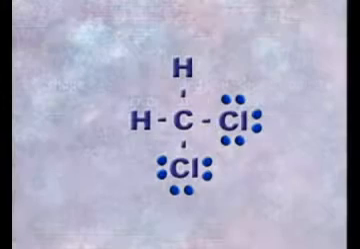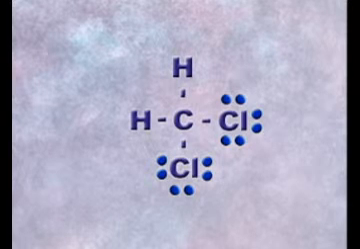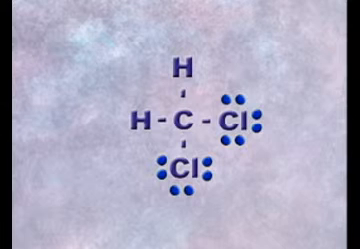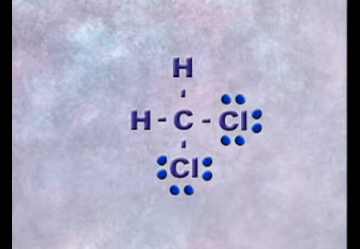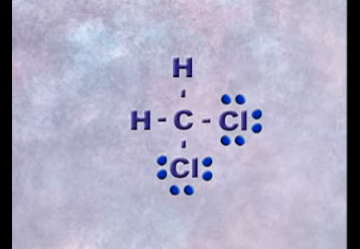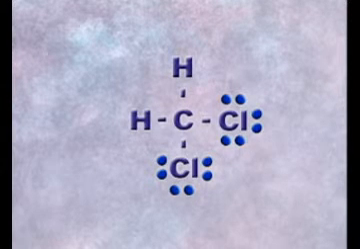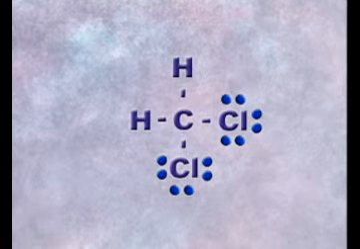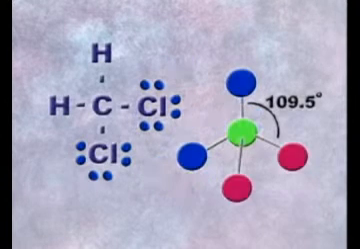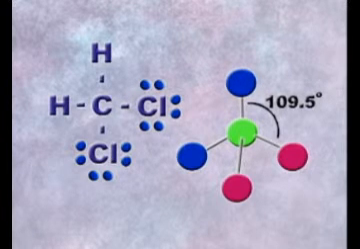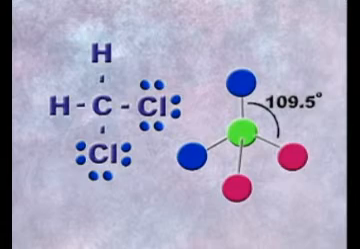Another example without any unshared pairs on the central atom is CH2Cl2, which we did the Lewis structure for in the last program. In this one, the central atom is bonded to 4 other atoms. In order for the atoms to achieve VSEPR, they will form a tetrahedron. In a tetrahedron, the angle between the atoms is 109.5 degrees.